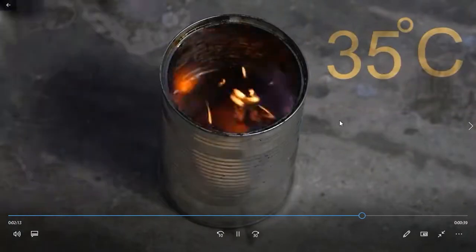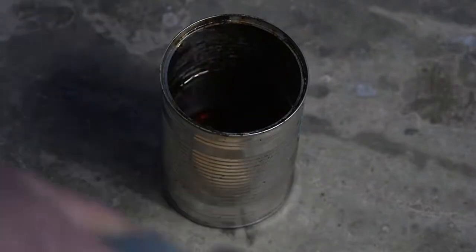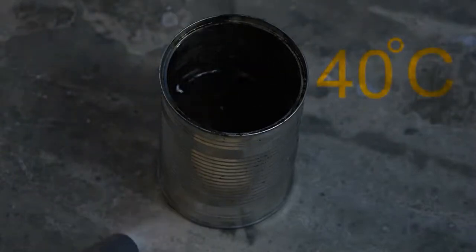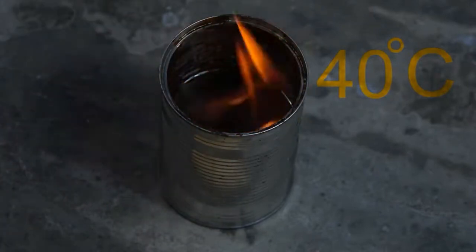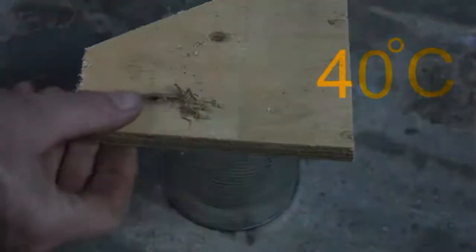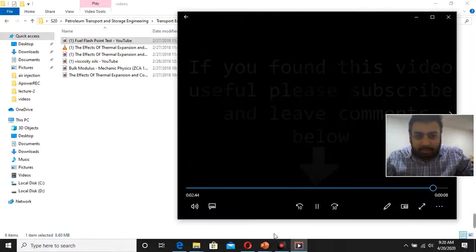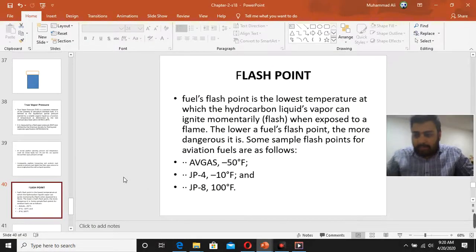Now, as you can see, there was a flicker of flame this time. It can't sustain a flame, but it does try to flash. So now we're going to 40 degrees. 40 degrees centigrade should be the flash point of kerosene. And yes, you can see it has caught fire. Now, before it gets out of control or heats up too dangerously, place your piece of plywood over the tin and put out the fire. Flash, it can catch fire. That's why the flash point is important whenever we are transporting crude oil through pipelines.